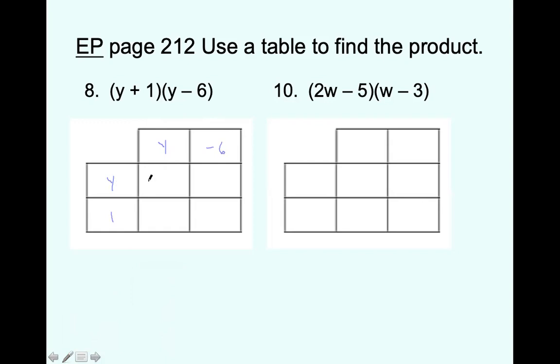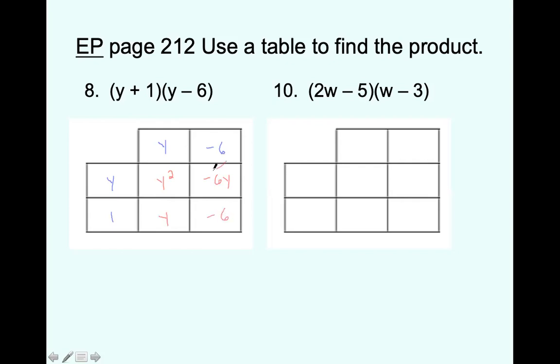When I do y here times y here, I have y times y, which is y to the second. Then I'm going to do this first row times the second column. So y times negative 6 here would be negative 6y. All right, and I'm going to do this row times this column. 1 times y is y. And last, I have 1 times negative 6 is a negative 6.